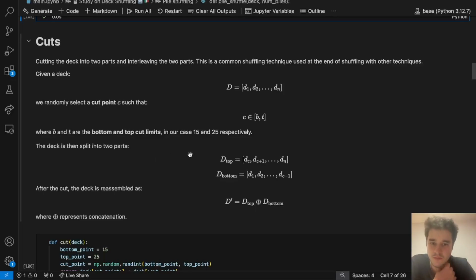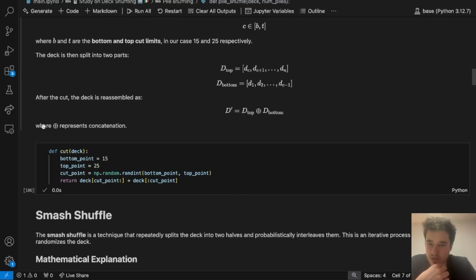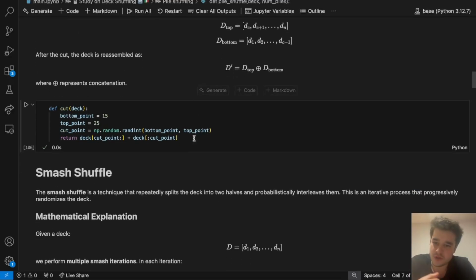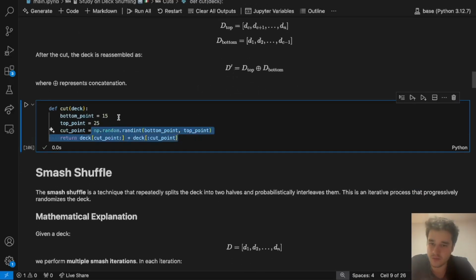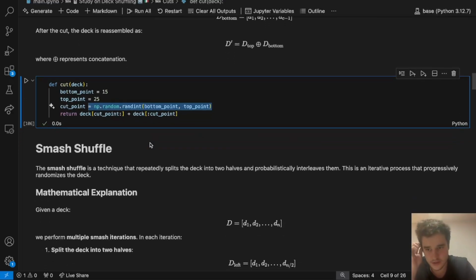So by the end, you would have, for example, from D1 to DC-1, where it's the cut, and then from the cut to the top, and the top and the bottom would then be glued. And this would be just a concatenation of the 2 parts. And this is the code for cut, right? Top and bottom, you get a random integer between, and then you just glue them together.